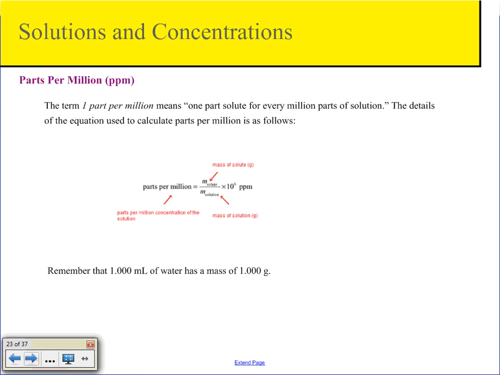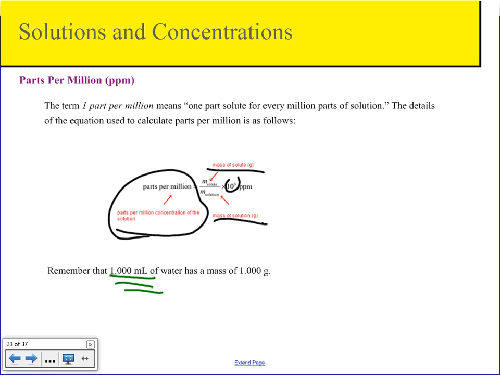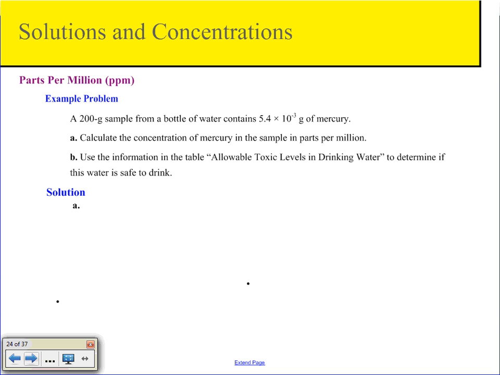All right, so the term 1 part per million means 1 part solute for every million parts solution. The details of the equation used to calculate parts per million are as follows. So parts per million is the concentration of the solution, all right? And this is the mass of solute divided by the mass of solution times 10 to the power of 6 as parts per million. We need to remember, it's very important here, that 1 milliliter of water has a mass of 1 gram. All right? Super, super important to remember. 1 for 1 in this case.